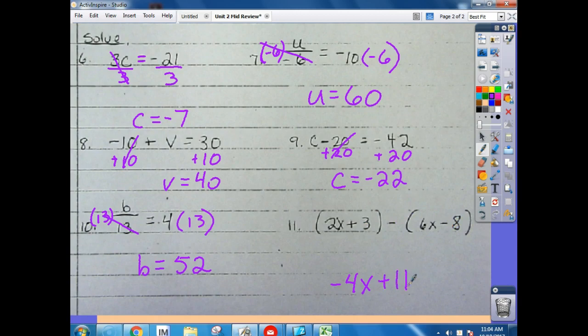This is my final answer, but I just wanted to show you if I wanted to do keep, change, switch, I get the same answer. This is a 2 plus a negative 6, a positive 2 plus a negative 1, 2, 3, 4, 5, 6. Mark out my 0 pairs. I still get that negative 4 here, and I am still adding a 3 plus an 8 here to get 11. This is my final answer.